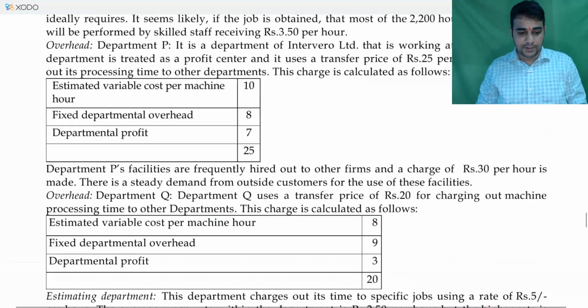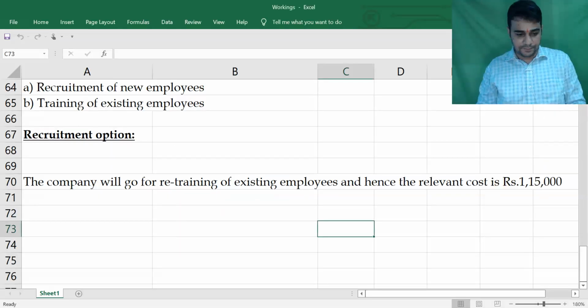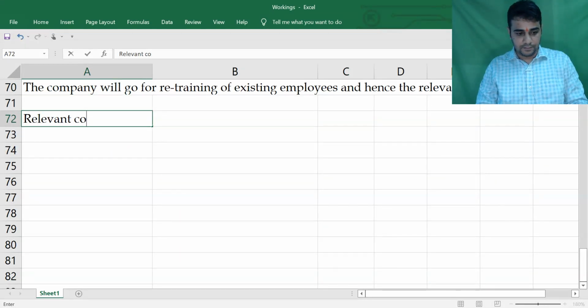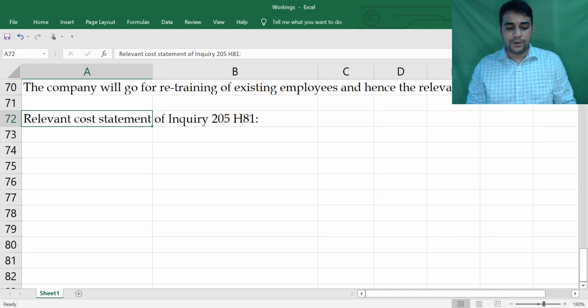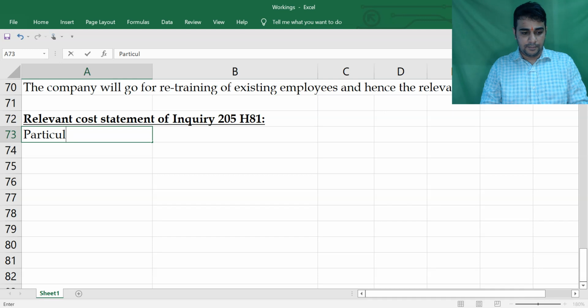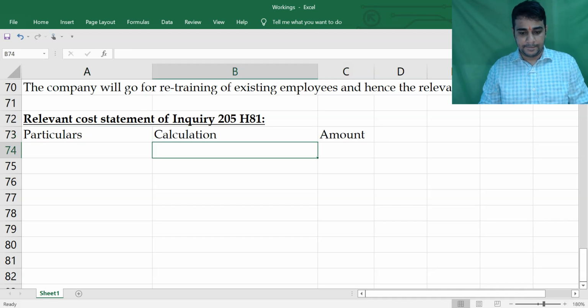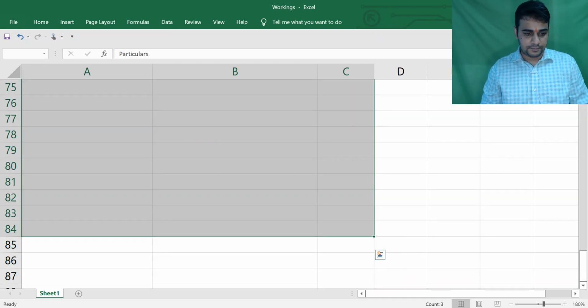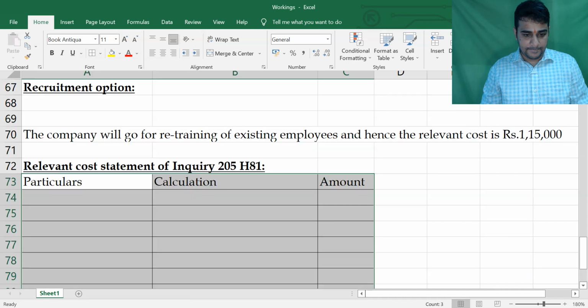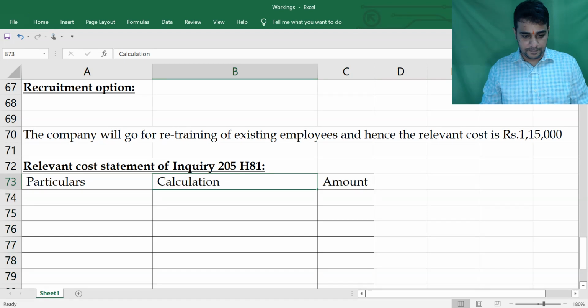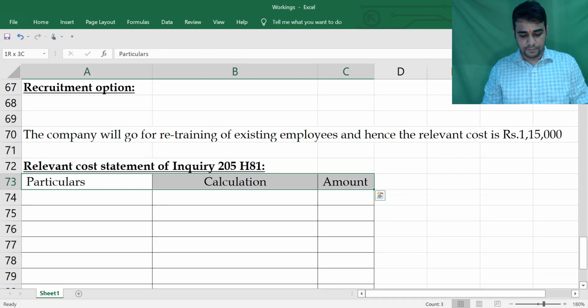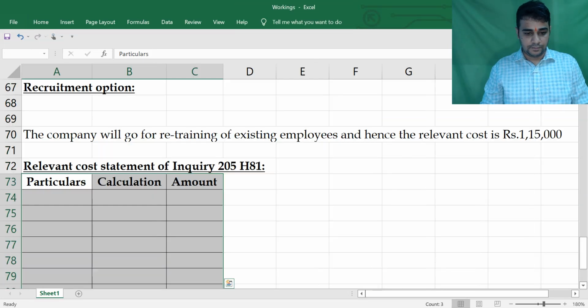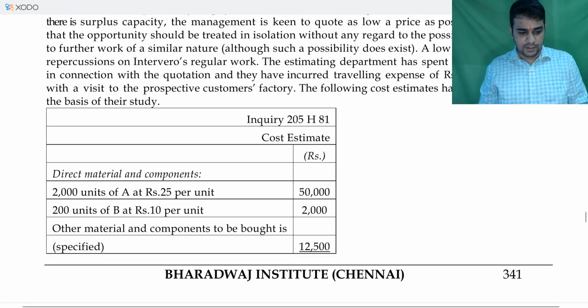Let's start. Relevant cost statement of Enquiry 205 H81, particulars, calculation, amount. Okay, we start with the first item, material A.